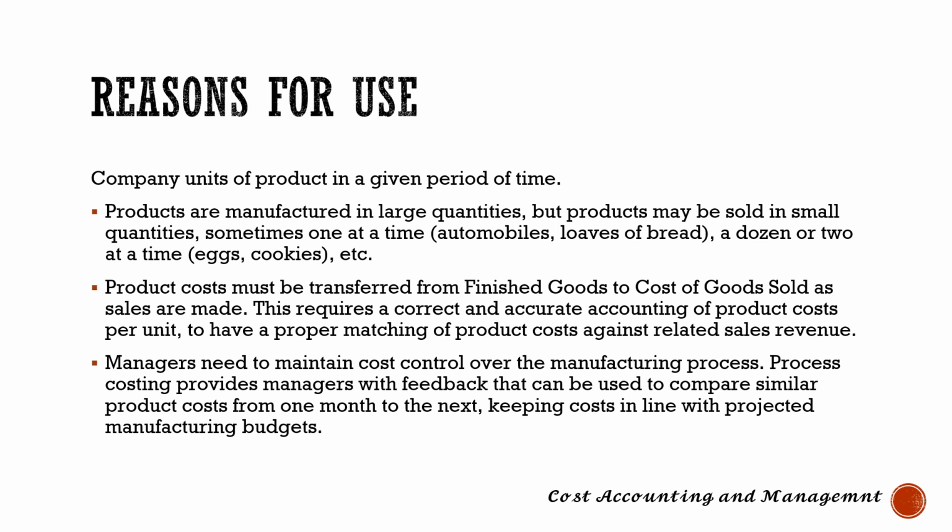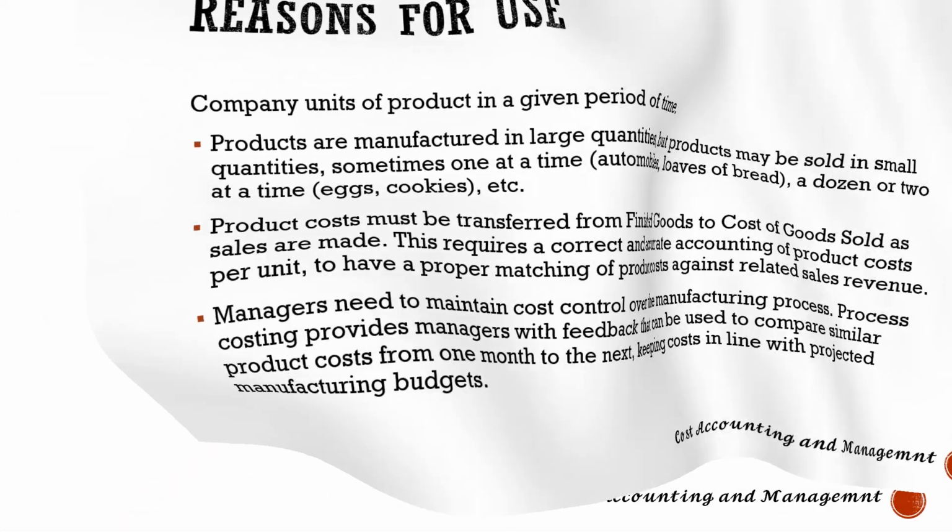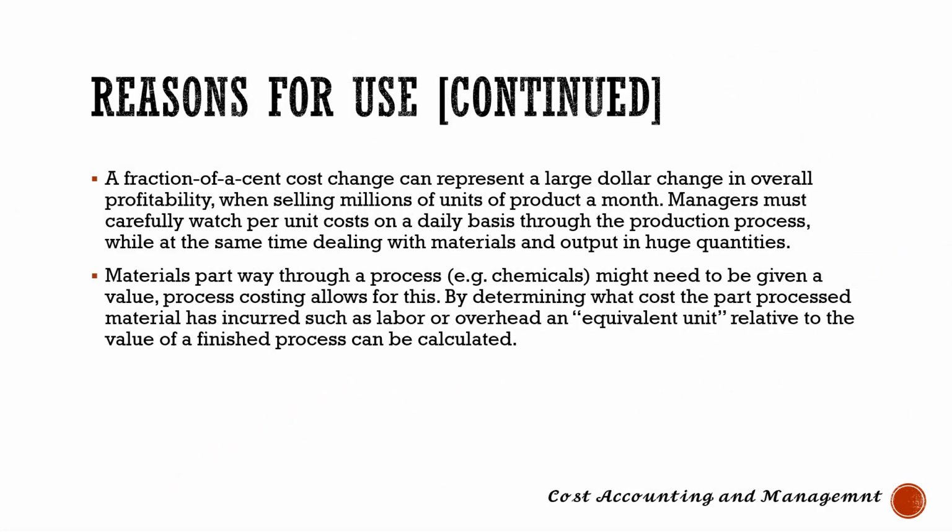Managers need to maintain cost control over the manufacturing process. Process costing provides managers with feedback that can be used to compare similar products' costs from one month to the next, keeping costs in line with projected manufacturing budgets. A fraction of a cent cost change can represent a large dollar change in overall profitability when selling millions of units of product a month.